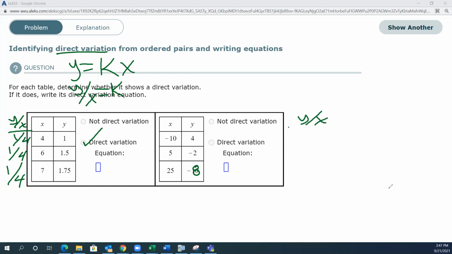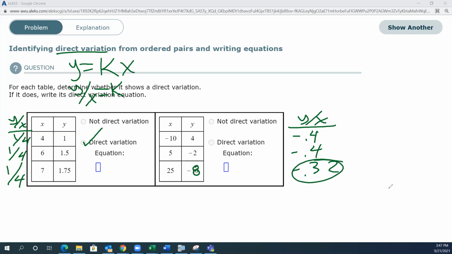So I'll just write it over here. So y over x. So 4 over -10, that's -0.4. -2 over 5, and that's why I'm doing the y divided by the x, is -0.4. And -8 divided by 25 is -0.32.